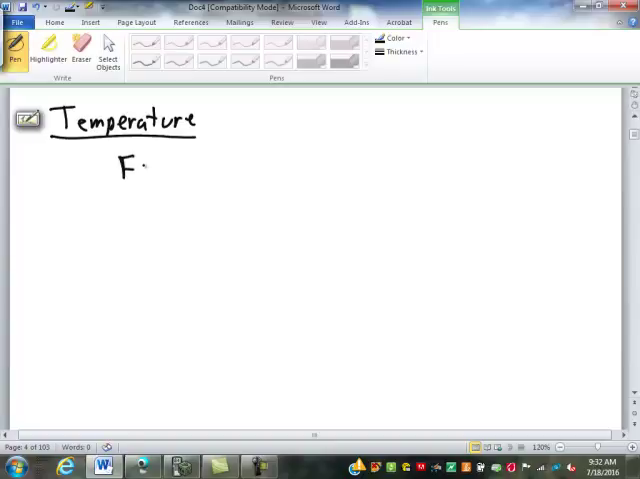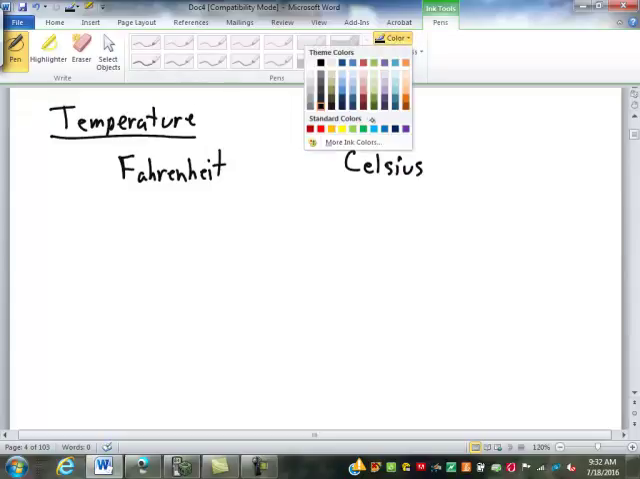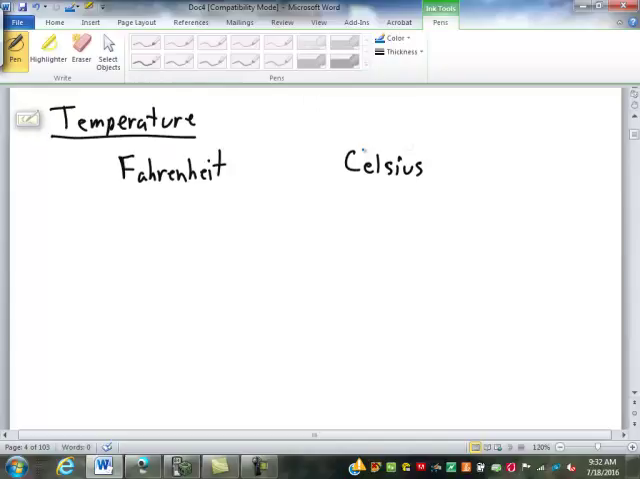Standard temperature uses something called the Fahrenheit scale. That doesn't look right. I must have missed something, but close enough. And then metric temperature is in the Celsius scale. And both scales use two benchmarks. One of them is when water boils or condenses, and the other is when water freezes or thaws.